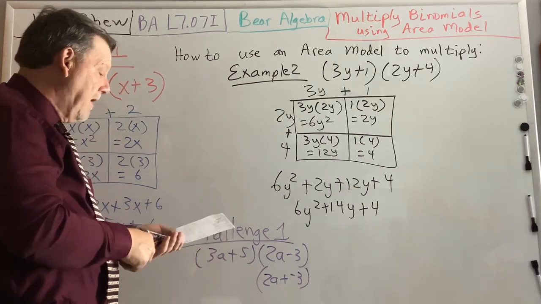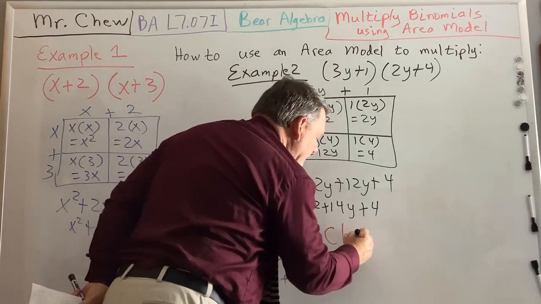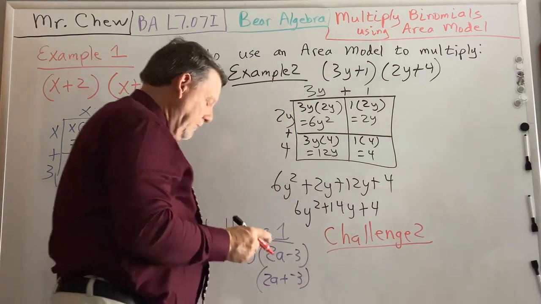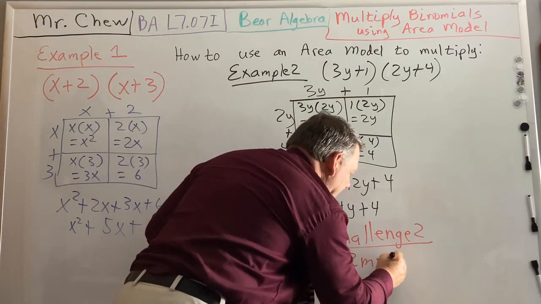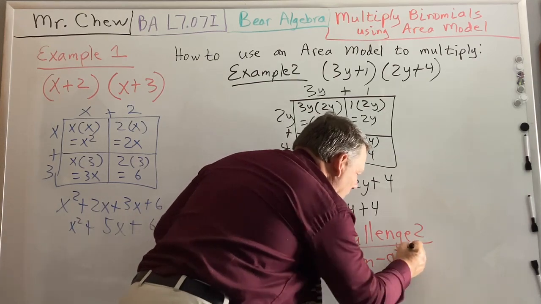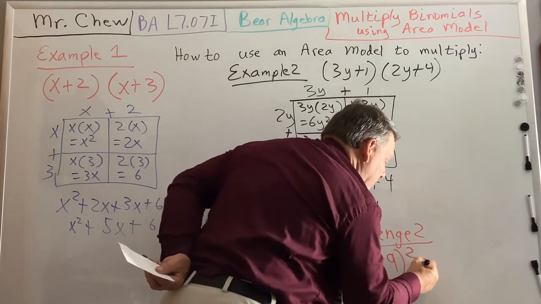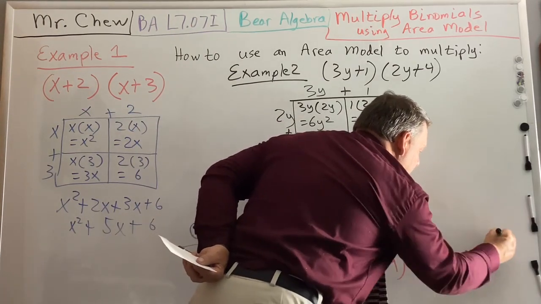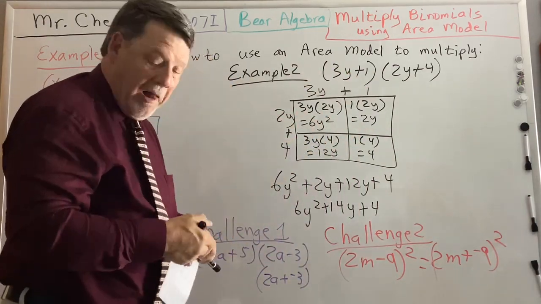All right? So, challenge 2 is 2m minus 9 quantity squared. Now you remember what you need to do here? Change this to 2m plus negative 9 squared, and then write it as an area model.